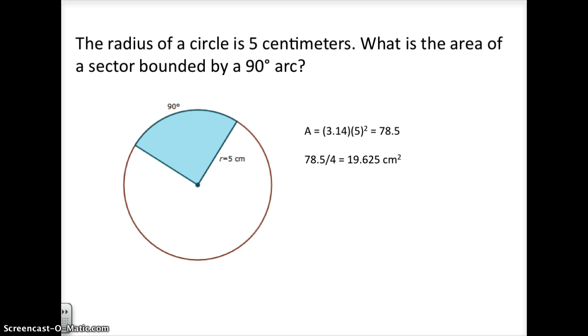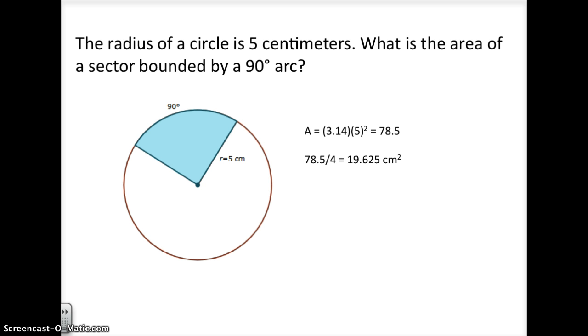The radius of a circle is 5 centimeters. What is the area of a sector bounded by a 90-degree arc? A 90-degree arc means it's a 90-degree angle on the inside, and we know that a 90-degree angle represents 25% of a pie, or 1/4. And so we know that this is a quarter of the circle.